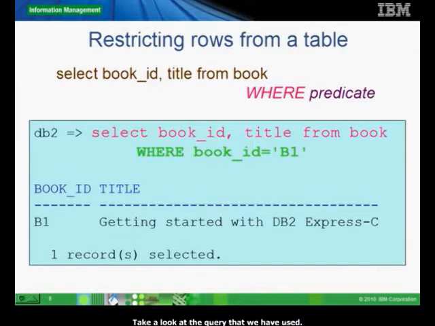Take a look at the query that we have used. Select book_ID. The result set is restricted to just one row, whose condition evaluates to true.